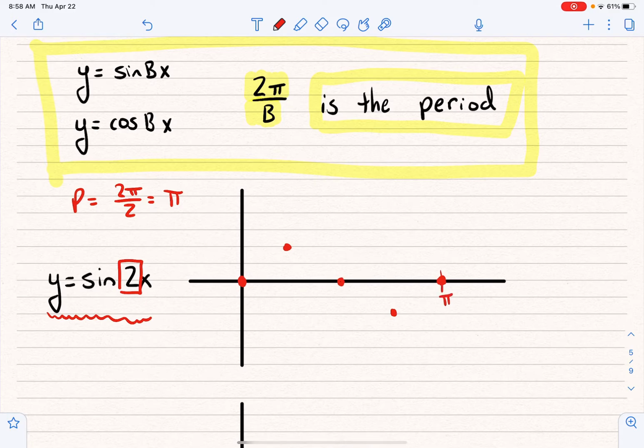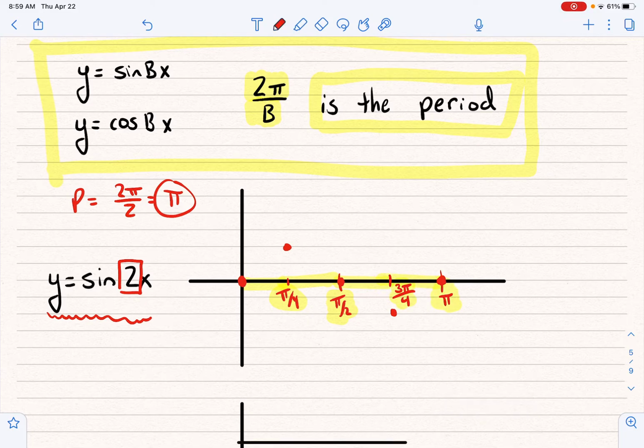This part right here is pi, because that's my period. So that means this part right here would have to be pi over 2. It's got to be half of it. This part right here has to be half of that, so that's pi over 4. And that would make this part right here 3 pi over 4. And again, you could look at it as counting pi over 4's: 1 pi over 4, 2 pi over 4, which is pi over 2, 3 pi over 4, and then 4 pi over 4's, which is pi.